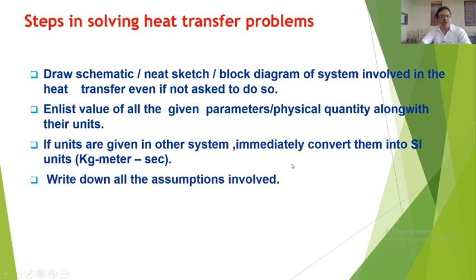Number 4, write down all the assumptions involved. Now, heat transfer course is basically based upon so many ideal conditions which are not occurring in the real life. So to make the problem feasible, to get its solution, we take so many assumptions. So you must write down the assumptions involved in solving the problem.